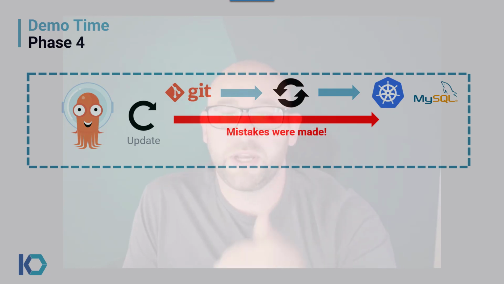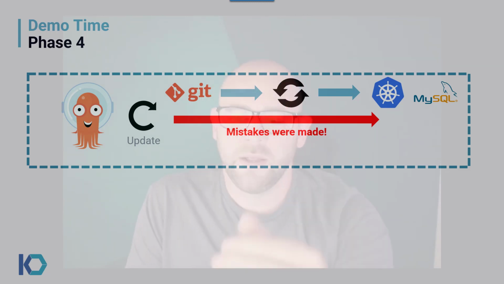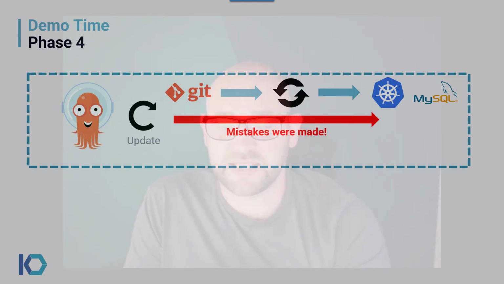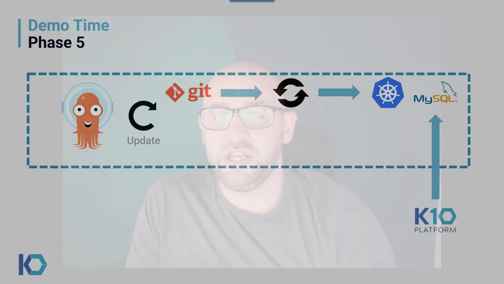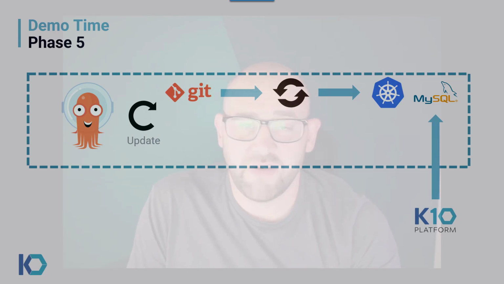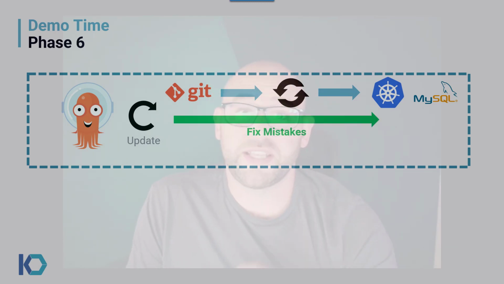Ultimately, it's going to be removing some level of data. But really, because we've had these pre-sync hooks in, we're able to have a capture of that data prior to that mistake being made. And then we're going to use K10 to obviously recover that data back into the environment and fix those mistakes in the config map and continue that on. So with that, let's jump into the demo.